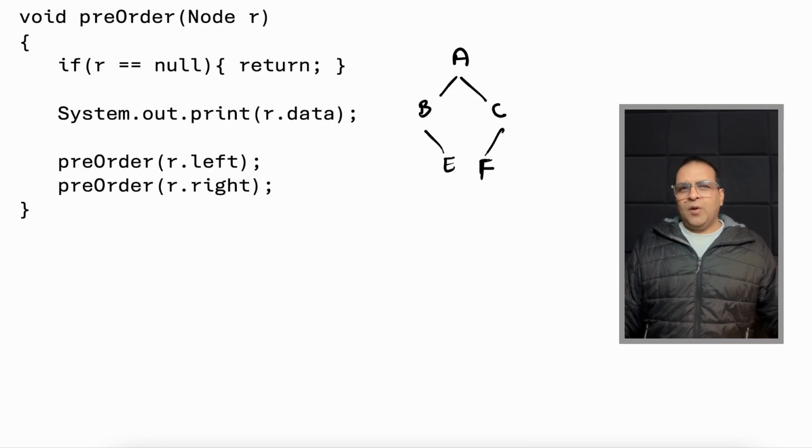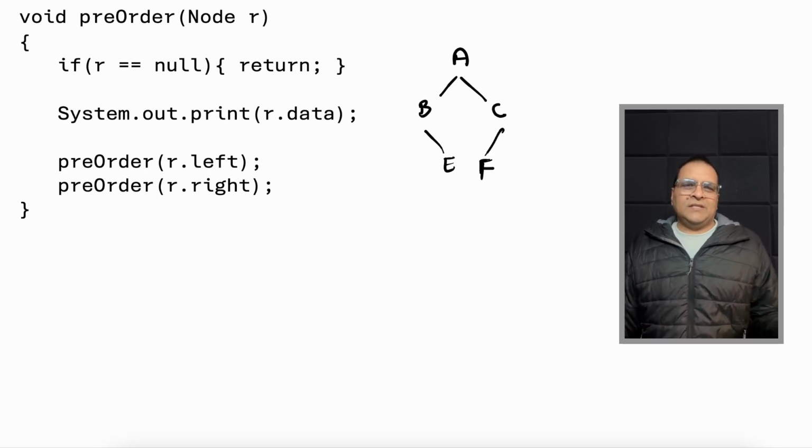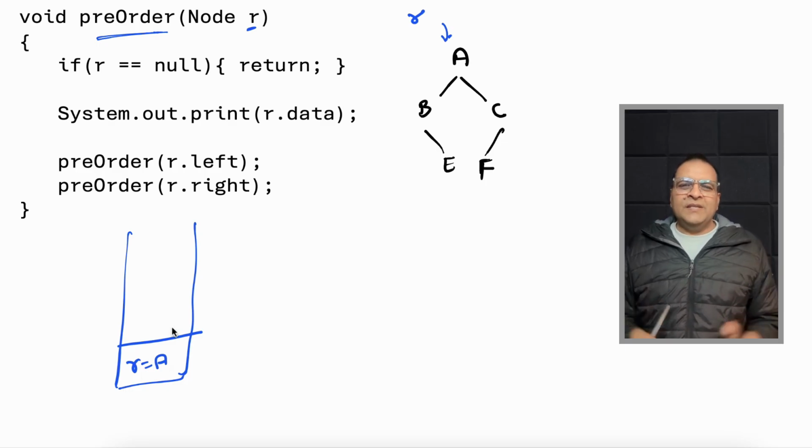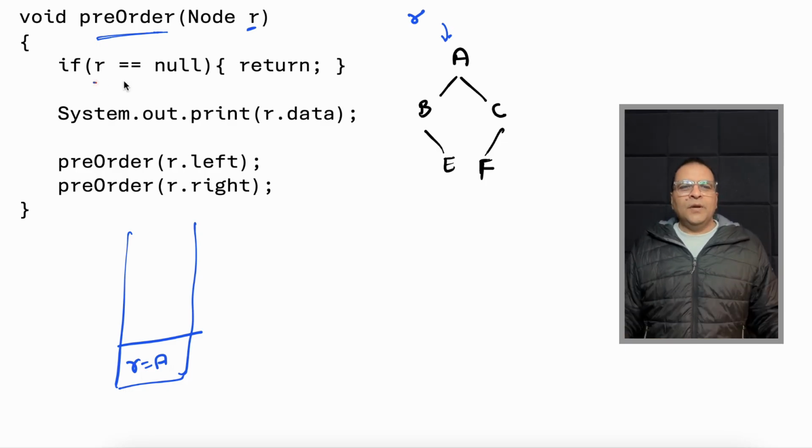First, we will draw the memory model for this tree, and then we will use the function call tree to get to the same result. The first time this pre-order traversal function is called, root must be pointing at the root of the tree. So if I draw the memory model, the stack frame of the function has root equal to a. I'm just writing root equal to a, which means that root is pointing to a. Because root is not equal to null, it will print a, and then first it will call the same function for the left child of a.